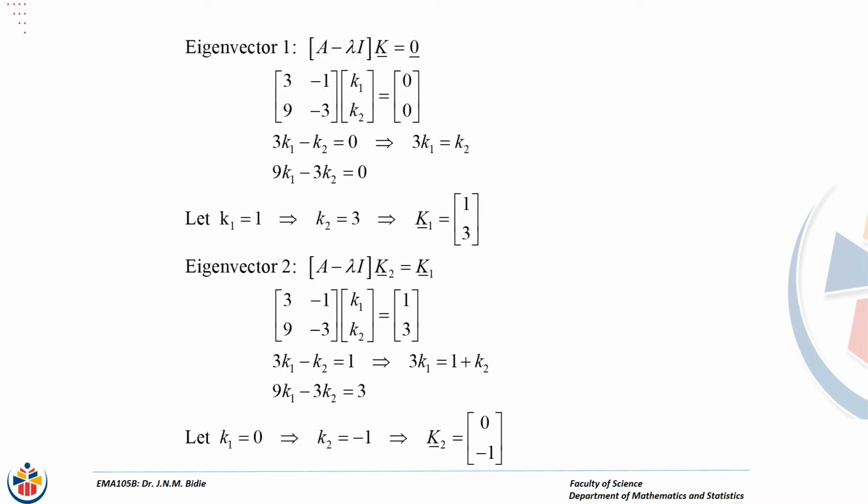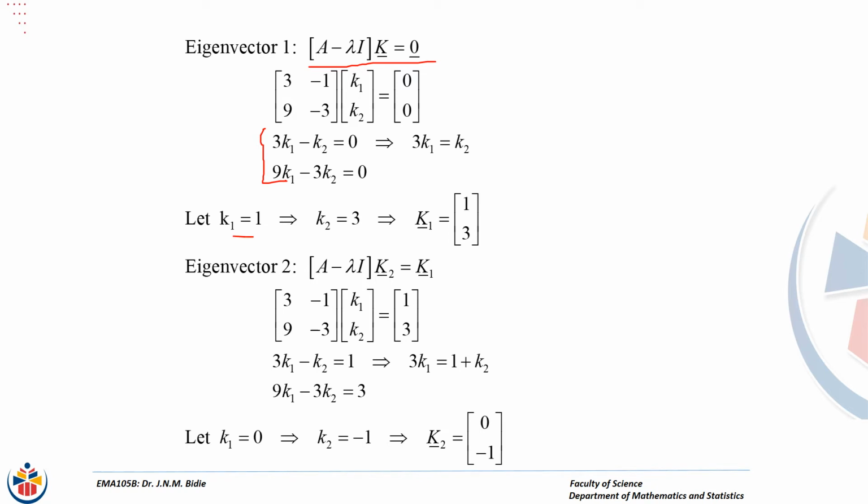We go the route that we already know: the matrix A minus lambda I multiplied by the column vector K is equal to the column vector 0. In place of lambda, we substitute 0, so there are no changes to matrix A. We get those two equations, and in both equations, I get 3k1 is equal to k2. Then we let k1 be equal to 1.